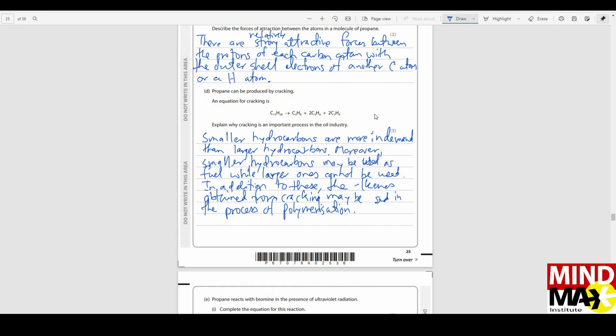Because you can have diesel oil, you can have petrol oil. Those fall within carbon 1 to 10. Okay, so those are the ones which are essential for fuel in running cars or in use in our houses for cooking.